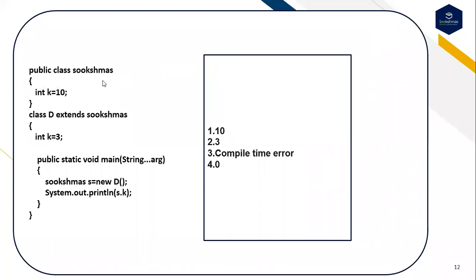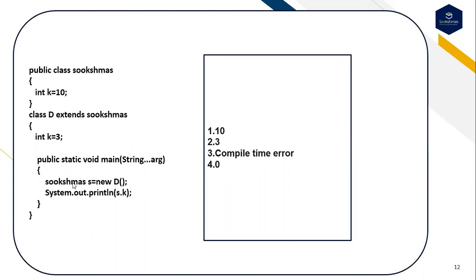This is the fifth question: public class Sukshmas, int k is equal to 10, and class D extends the base class Sukshmas with int k is equal to 3, and then public static void main. This concept we call upcasting. Why? Because we are creating the reference for the base and the object for the derived.